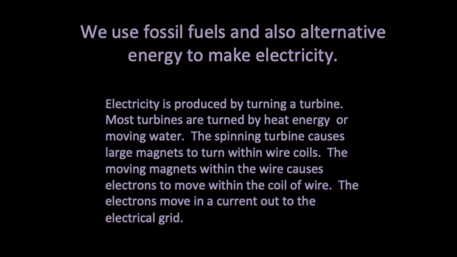Most people don't think about this. We use fossil fuels and also alternative energy to make electricity. But how? Electricity is produced by turning a turbine. Most turbines are turned by heat or energy caused by moving water. The spinning turbines cause large magnets to turn within wire coils, and as a result, we end up getting electricity that we can use in our homes.